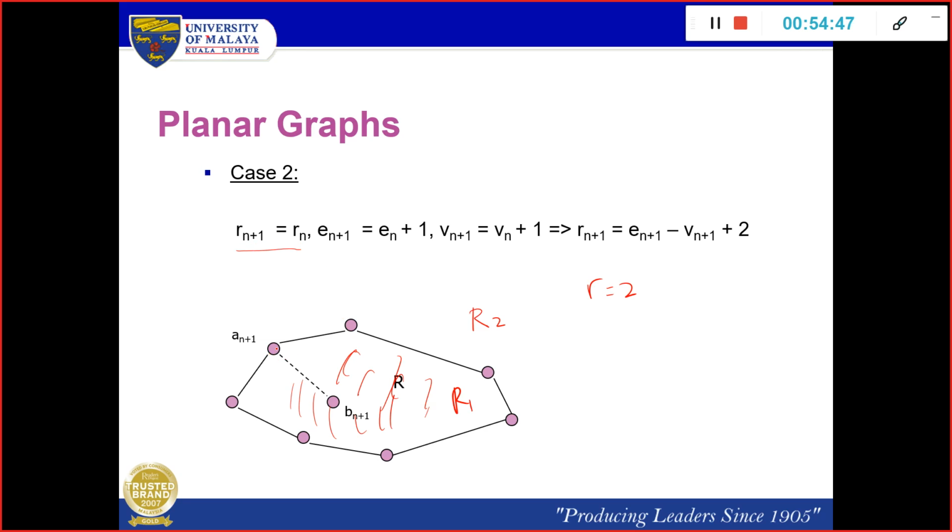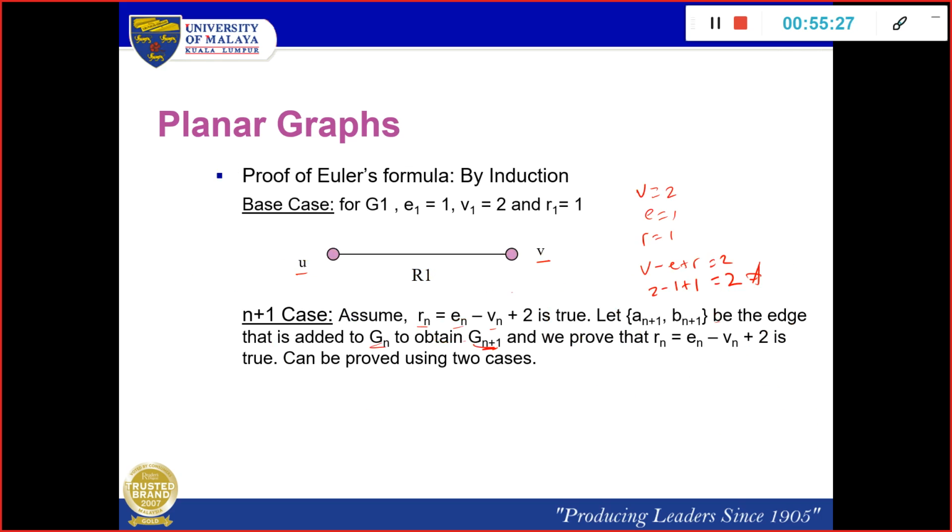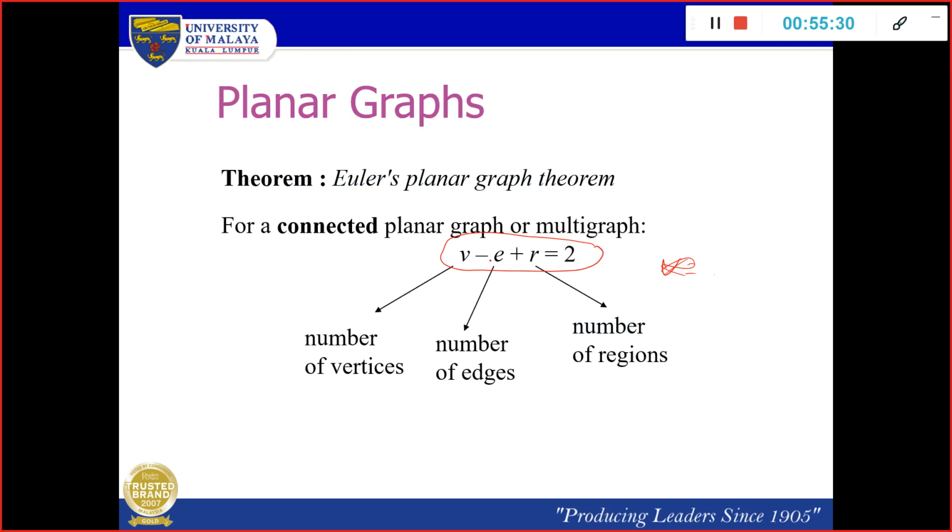Edges, because previously you have 7 edges, now you add 1 edge, so E equal to 8. Vertices, you add another vertex, so vertices 7 plus 1 is 8. So when you try to do this, V minus E plus R: V is 8 minus E 8 plus R 2 is equal to 2. So it proves. So these are the two ways to prove Euler's planar graph theorem, V minus E plus R equal to 2.